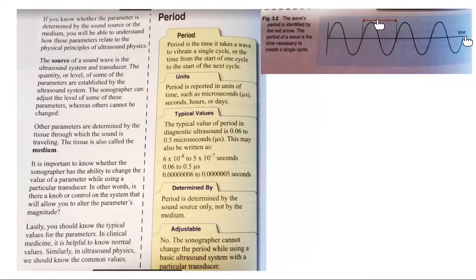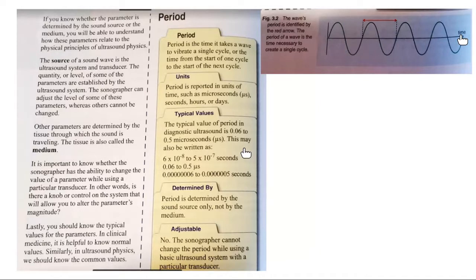So period is reported in units of time, and it might be microseconds, seconds, hours, or days. Now, I've got to tell you, in ultrasound, it's not going to be days, hours, or seconds. It's probably going to be microseconds, just because you're talking about sound waves and very short distances. Typical values of the period range from 0.06 to 0.5 microseconds.